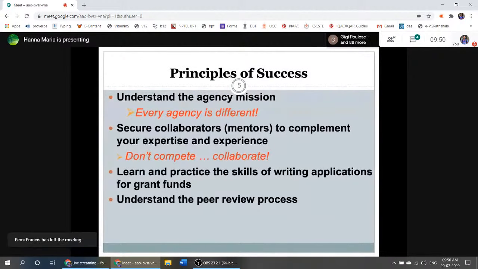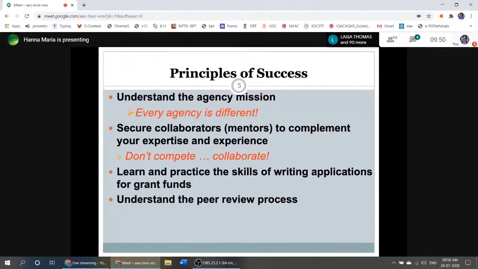Understanding the agency mission. I already mentioned that. You have to really understand the call from a funding agency. If it is BRNF, their interest is more on atomic energy. If it is DRDO, their interest is more on defense. So you have to really understand the mission of the agency. I've got several projects from Department of Electronics. Their interest is more on electronics. So we have reoriented our interest towards the interest of the agency.